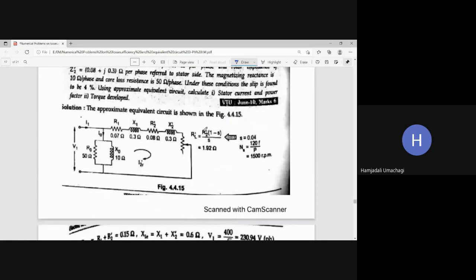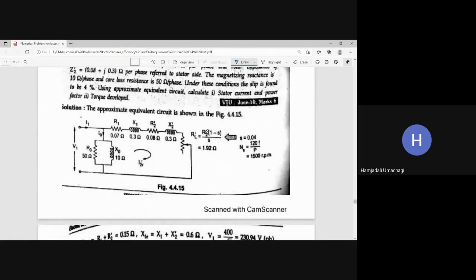So substitute all the values. V1 is 230.94, this is the phase voltage. R1E is given, calculated as 0.15. RL dash, this is the mechanical load in electrical equivalent form, is 1.92, and jX1 is 0.6. So here, first of all, we should calculate the RL dash value.